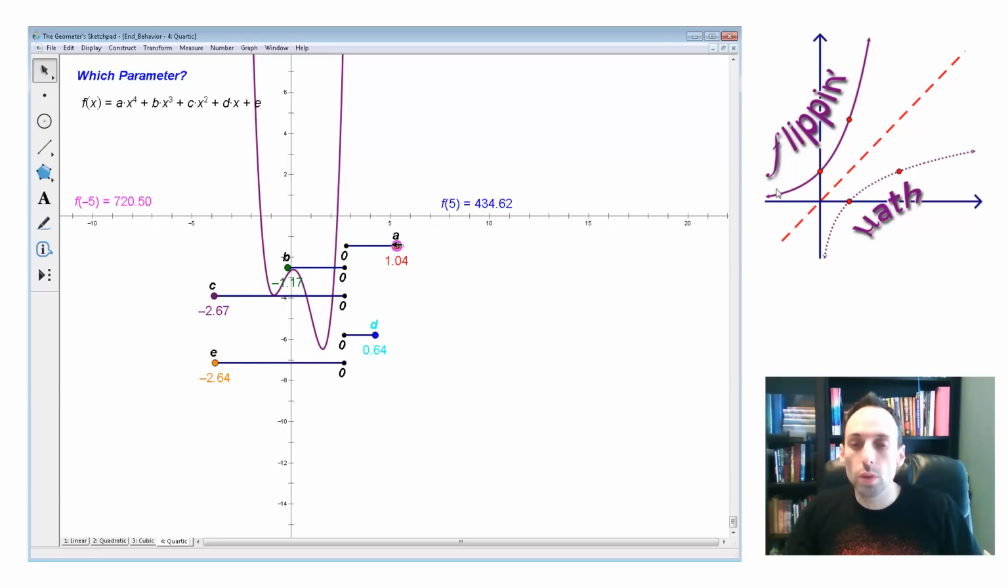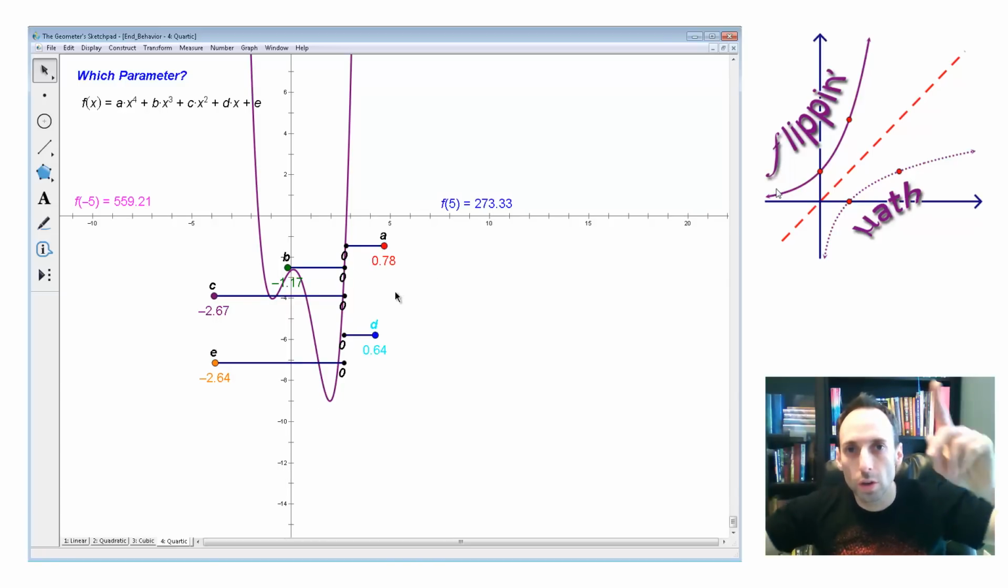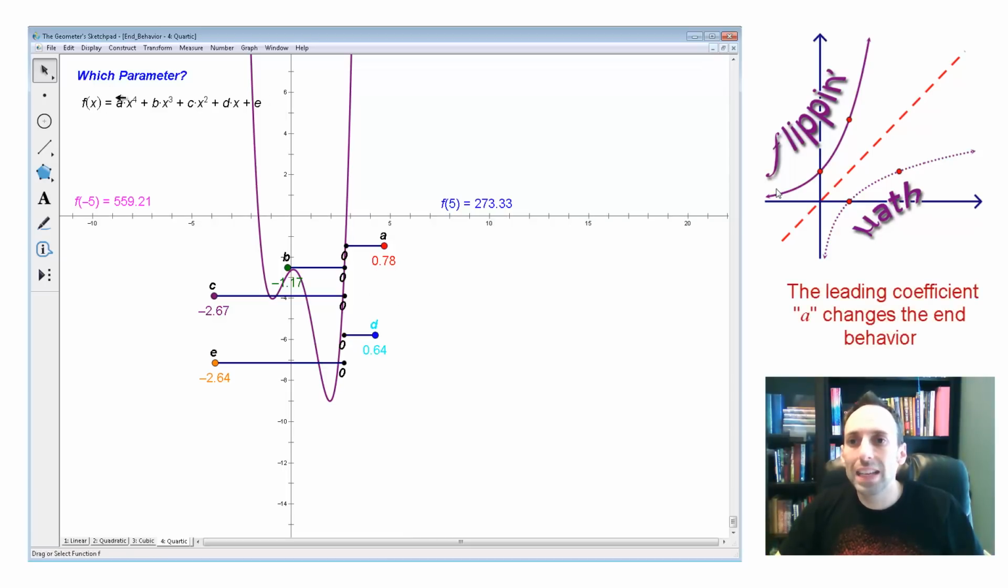Okay. The only one in every single one of these examples that was changing where the ends were, as in whether they were pointing this way or this way, was the a value, the leading coefficient. That's the only one that mattered. Okay.